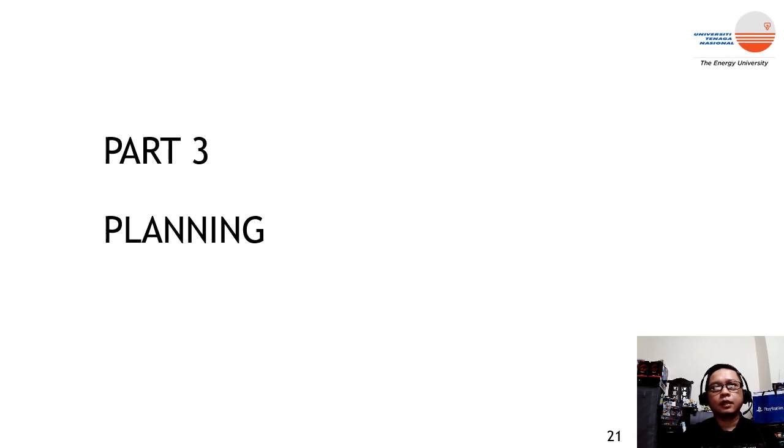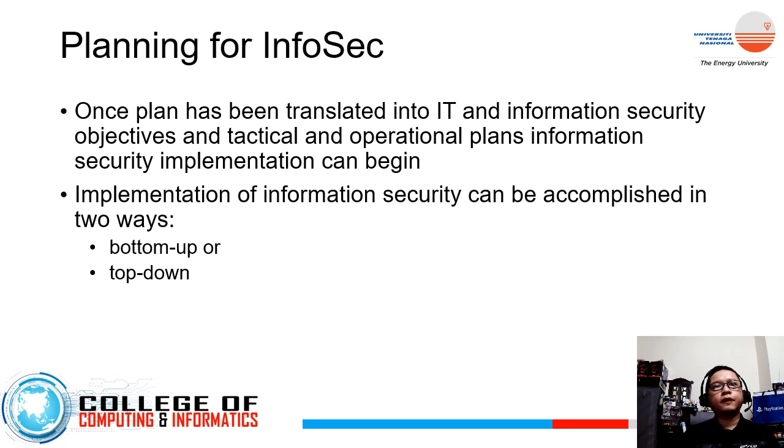Alright, so we move on to part 3. Now, after identifying the components and identifying the right people in planning, you need to also understand how you can approach a problem after you identify the solution. Because in implementation, this can be accomplished two ways. It can be from the bottom up or it can be from the top down. So which one is actually more preferable or more convenient to your organization? It depends.